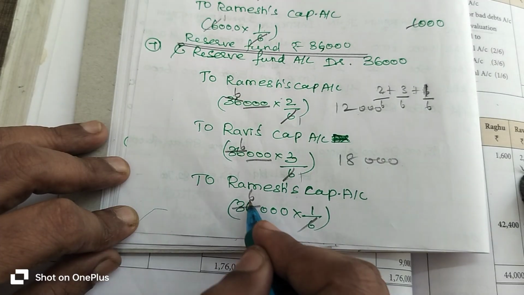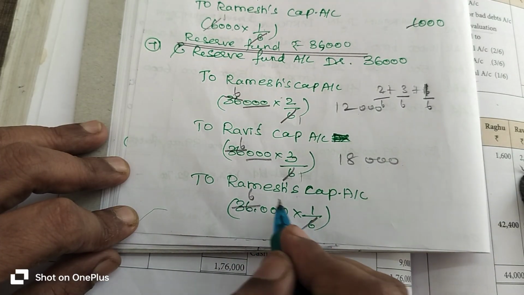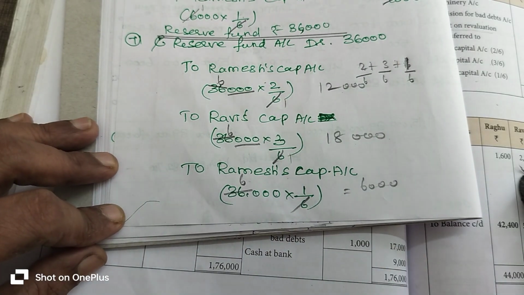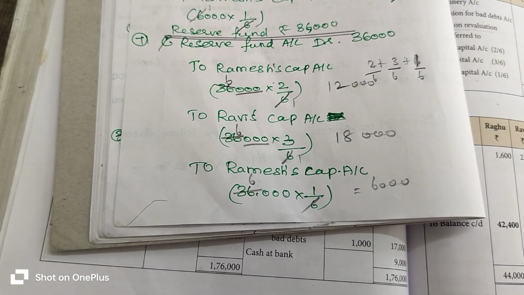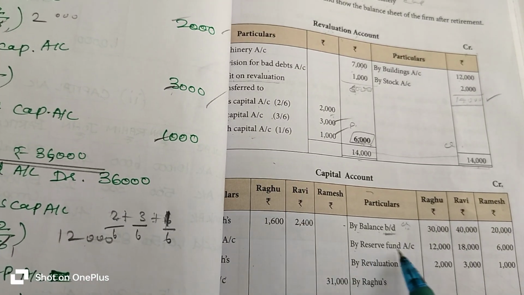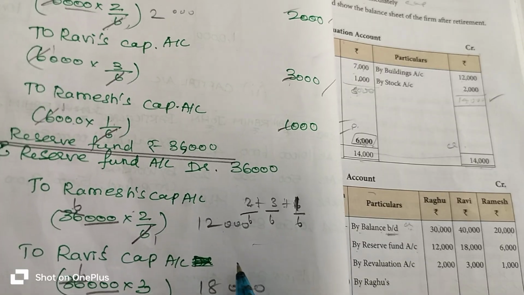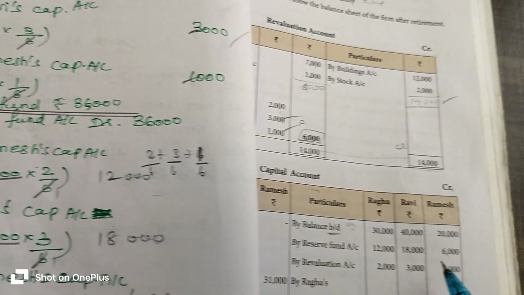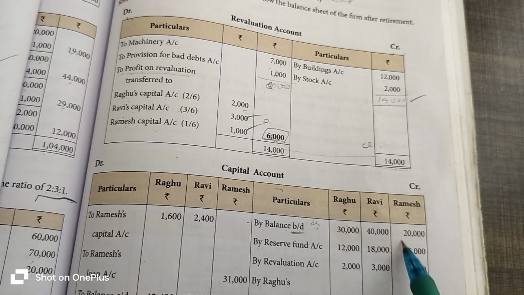1666, 6 ones are 6, 6,000 rupees is transferred to Ramesh's capital account. On which side? Credit side. So accordingly, we enter by reserve fund account 12,000 rupees, 18,000 rupees and 6,000 rupees with their respective partners' columns.